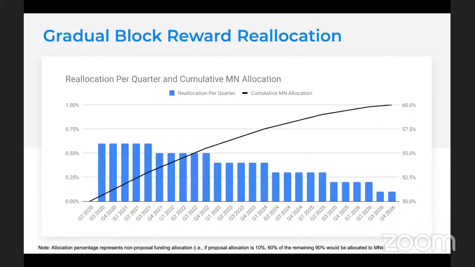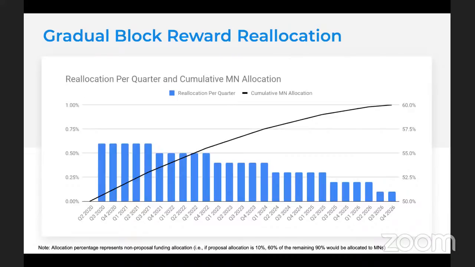So what is this proposing? Well, in the beginning, starting late this year, we would do 0.6% reallocation per quarter from miners to masternodes. Another 5 quarters going forward from that at 0.5%, then 0.4, 0.3, 0.2, and then a couple quarters at 0.1%. And the result is kind of this smooth curve of the masternode rewards being reallocated over a 5.5-year period, roughly 10% of the non-proposal funding.